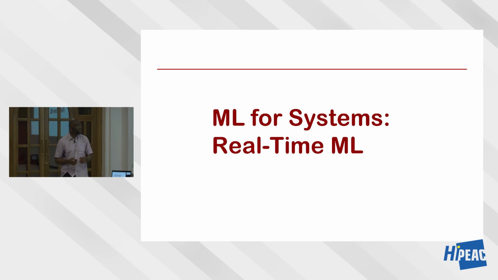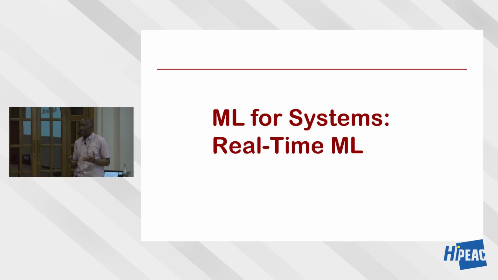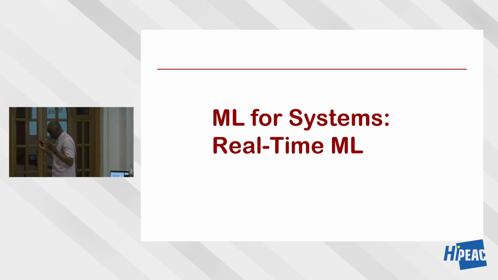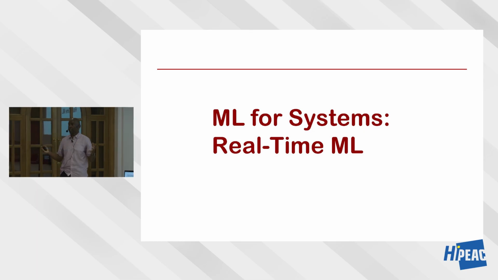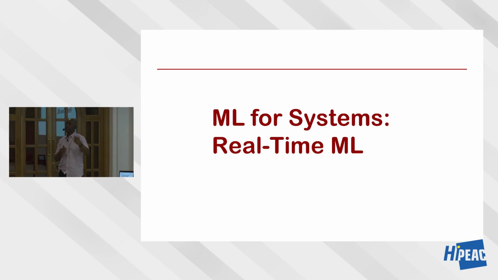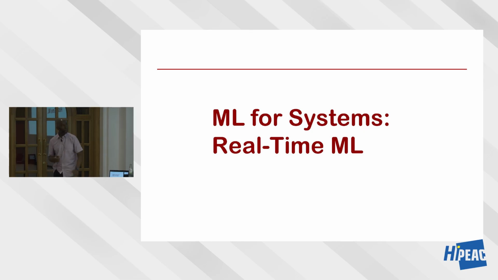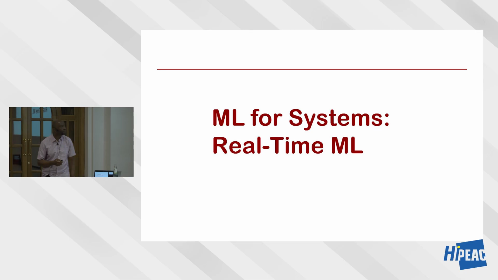All right, so I talked about how to improve ML using different kinds of systems mechanisms. I talked about using compilers to optimize the data flow. I've talked about hardware implementations of data flow using architectures like reconfigurable data flow. Now let me say a few words about ML for systems, in particular real-time ML.